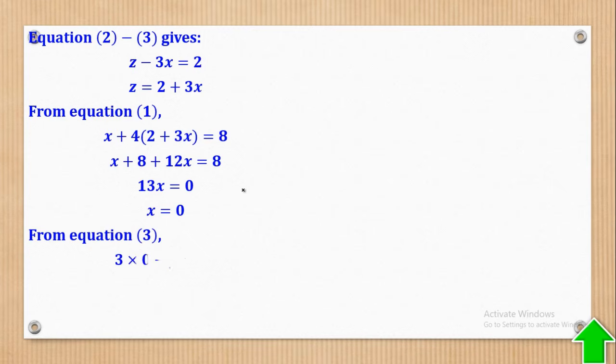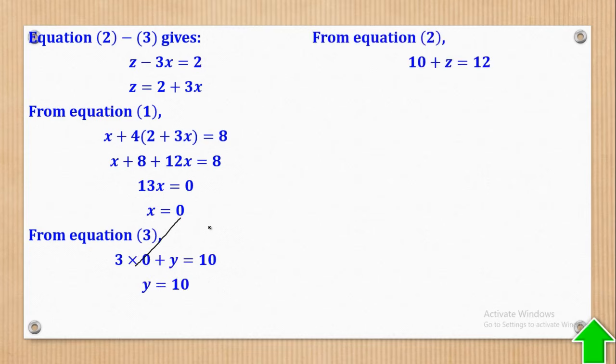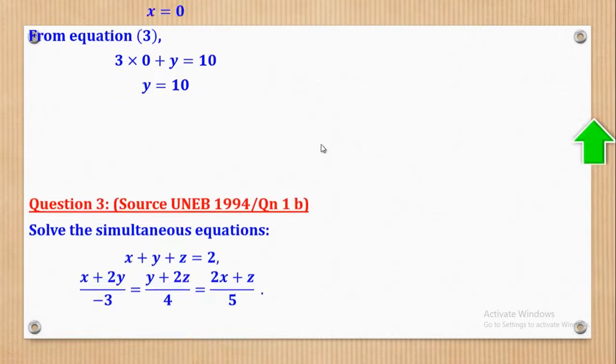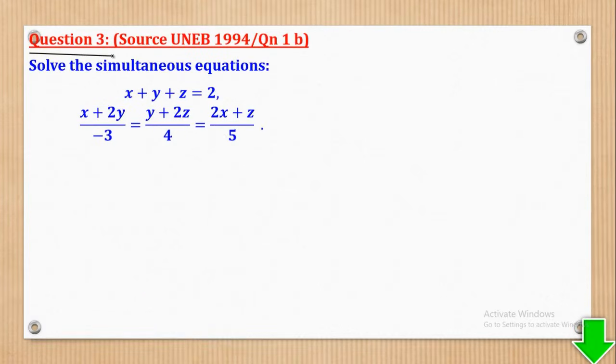Now from equation 3, we shall be able to substitute for x here and get the value of y. Then from equation 2, I'll substitute and be able to get the value of z. So in the end, x is 0, y is 10, and z is 2. So now we shall go to question 3, which came from UNEB 1994, paper 1, question 1b, and it says, solve the simultaneous equations, these ones.